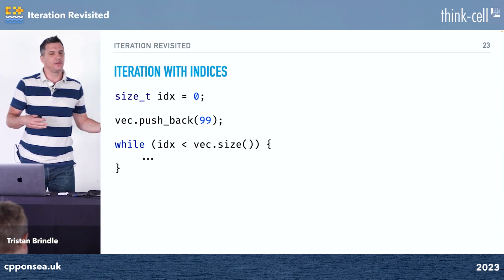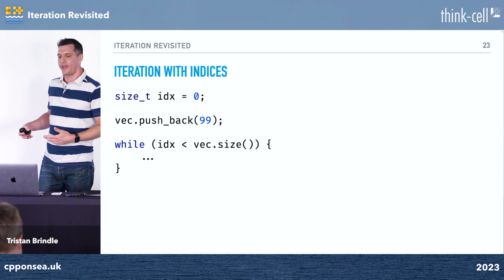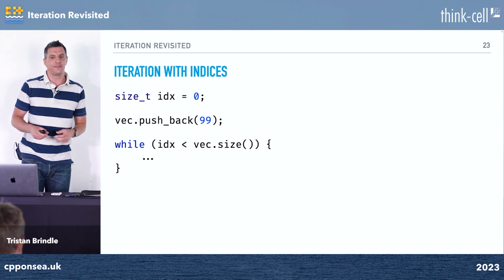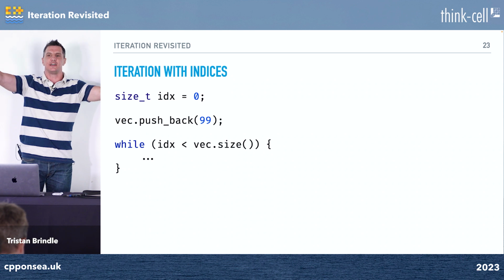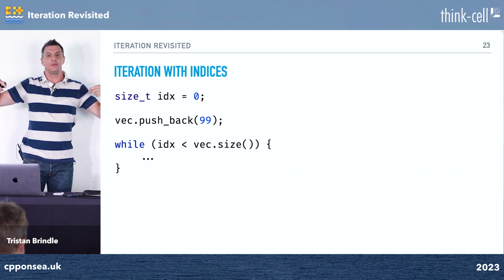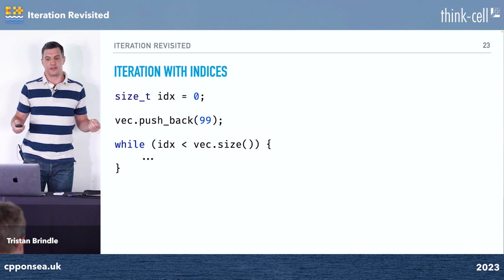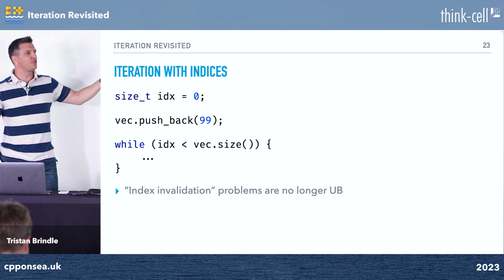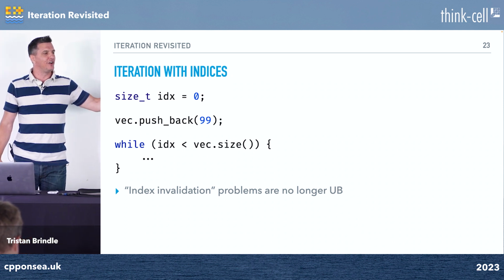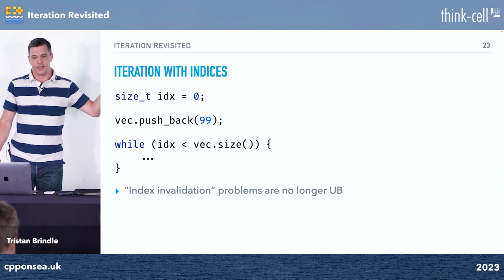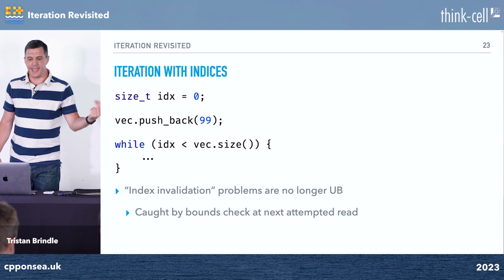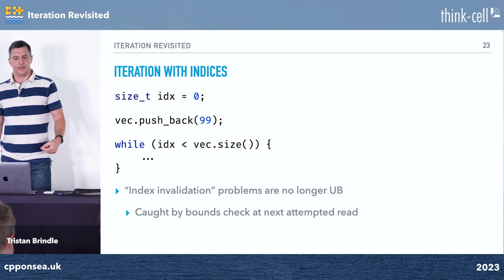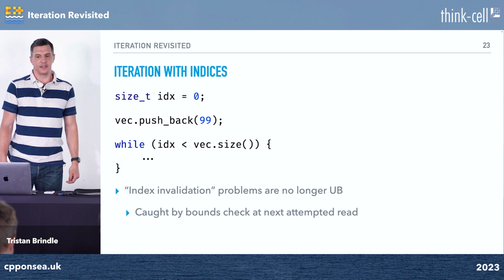And okay, in this particular example, we don't get index invalidation. We can still have index invalidation if you're holding on to index 100 and you resize the vector so that it's now size 50. Your index is invalid. But next time you call the read operation vec.at, that's going to be caught by the bounds checker. Right? So index invalidation problems, this really horrible, undiscoverable problem that can lurk in our code bases for decades, is no longer undefined behavior. And any invalid index is going to be caught by the bounds check on our next attempted read.